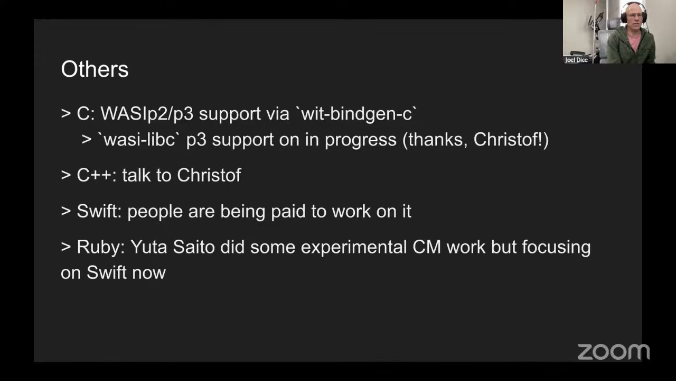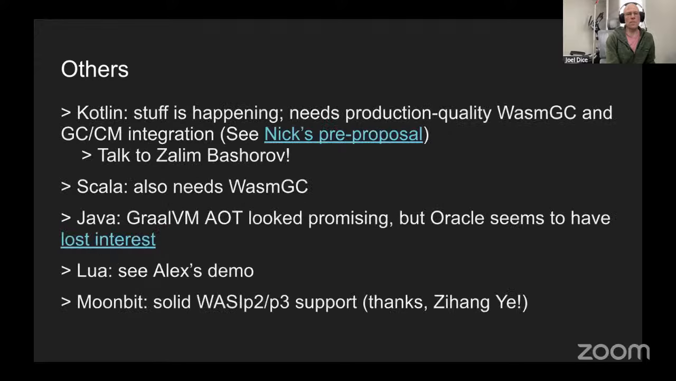Also don't know the status on Swift, except that people are apparently being paid to work on WASM support and they're taking the component model seriously, which is awesome. Ruby, we've got very solid P1 support, but there's been a bit of a lull there. Yuta Saito did some really interesting experimental work for component model support, but I think that has been sidelined as they are shifting their focus to Swift.